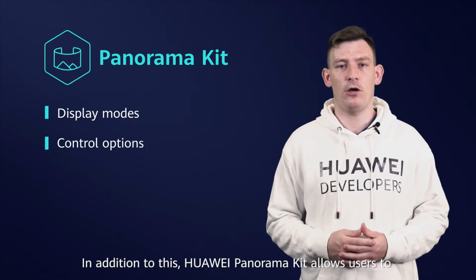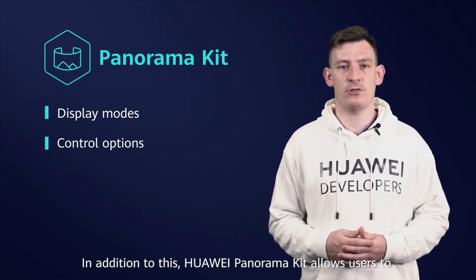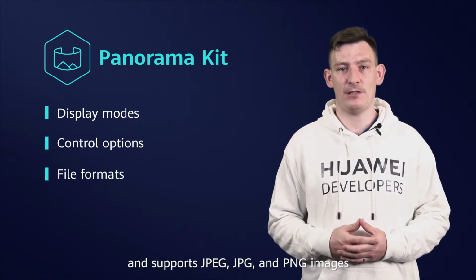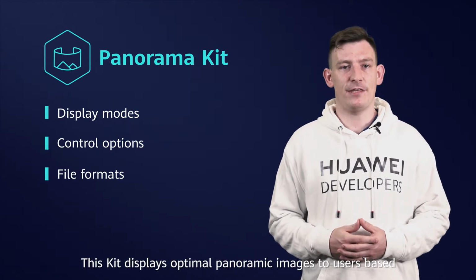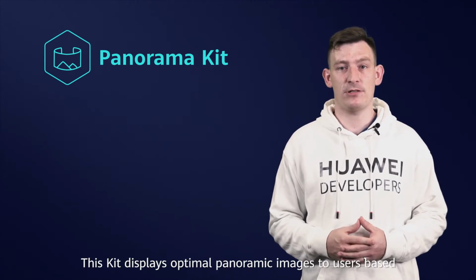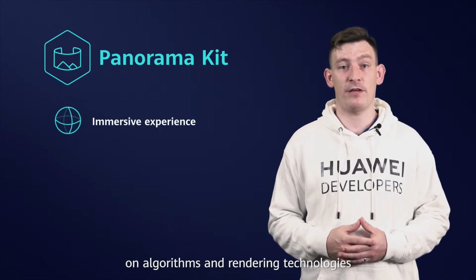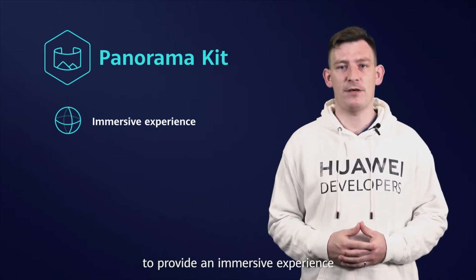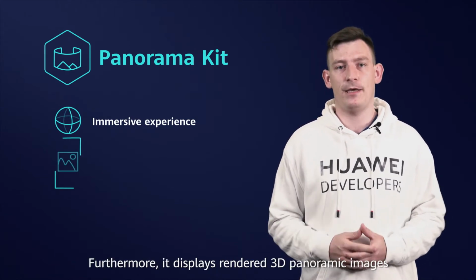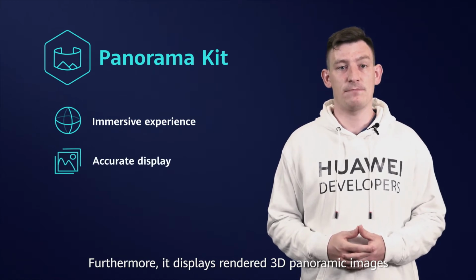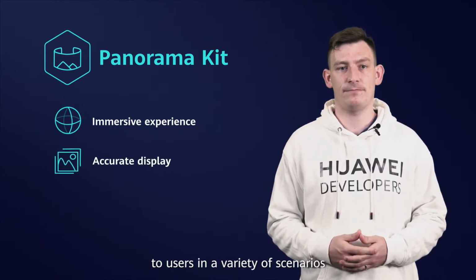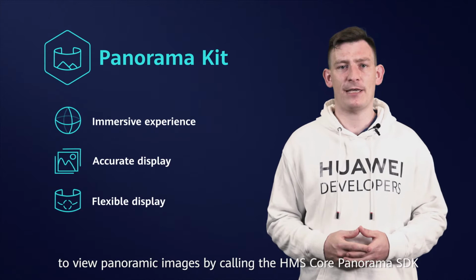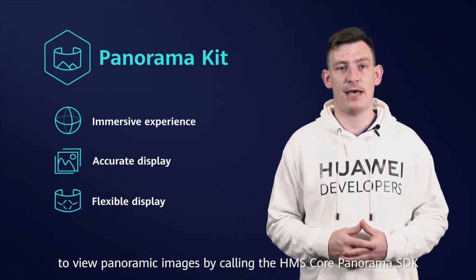In addition to this, HUAWEI Panorama Kit allows users to adjust the view by swiping or rotating their phone and supports JPEG, JPG, and PNG files. This kit displays optimal panoramic images to users based on algorithms and rendering technologies, and displays 2D images in a 3D space to provide an immersive experience. Furthermore, it displays rendered 3D panoramic images to users in a variety of scenarios. This video introduces how to use the demo project to view panoramic images by calling the HMS Core Panorama SDK.